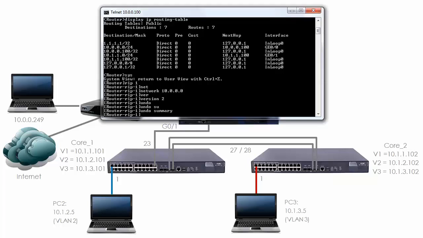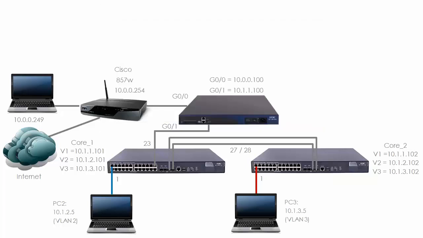Please refer to the routing introductory videos for more details on the basics of routing. So that's all I need to do on the router. On the MSR, I've enabled RIP. I'll do the same thing on core switch 1 and core switch 2.